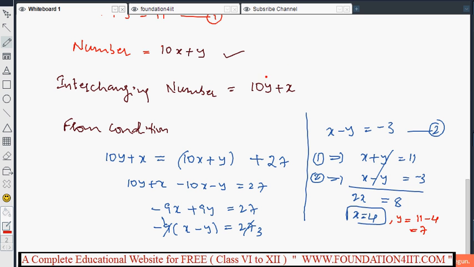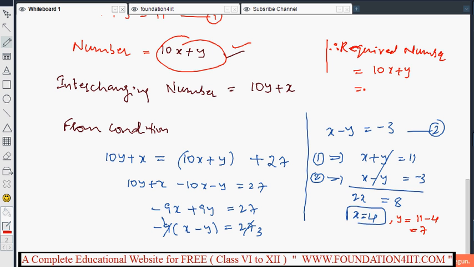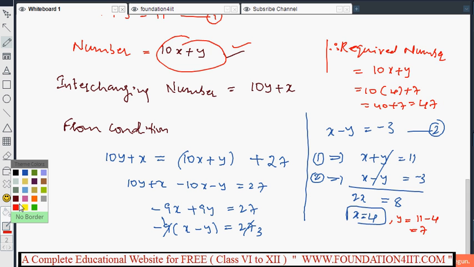So they are asking for the original number. The original number is 10x plus y, hence the required number is 10 into x, which is 4, plus 7. So 40 plus 7, that is 47. Fine, so this is the answer. 47 is the required number according to the question.